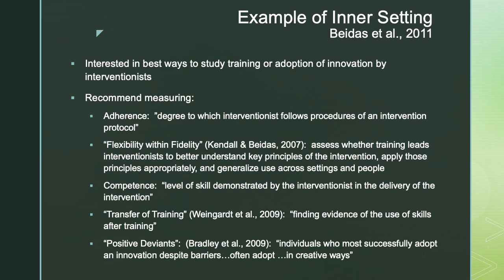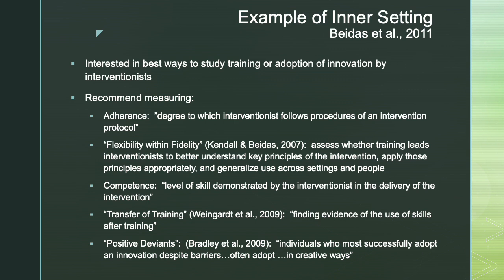Now, Kendall and Bates wrote a really important paper where they emphasized the importance of flexibility within fidelity. This paper was presented in 2007, right around the time when manualized interventions for mental health were gaining traction. Kendall and Bates suggested that while it's important that interventionists are able to deliver an intervention as the developers intended, it's equally important that they be able to individualize the delivery to fit their style or to fit the specific needs of the patients in front of them.